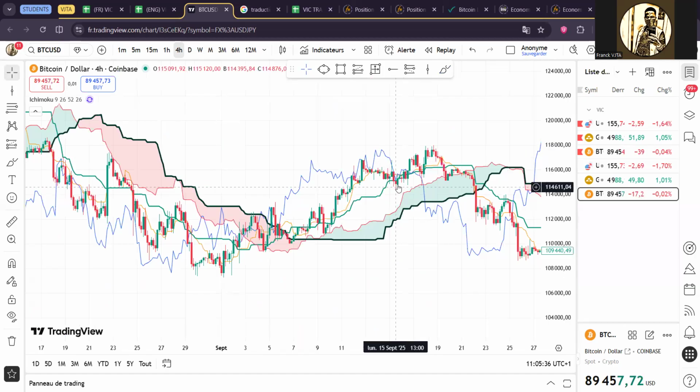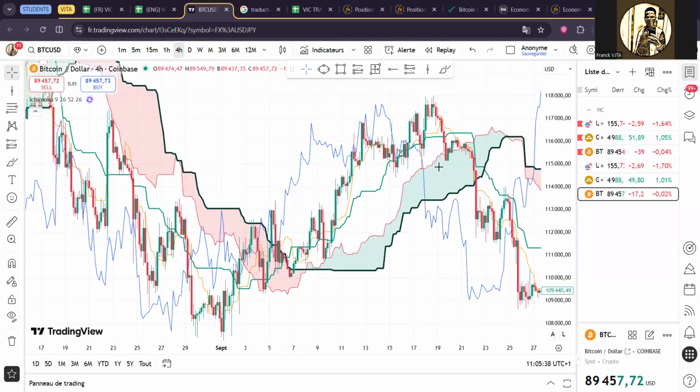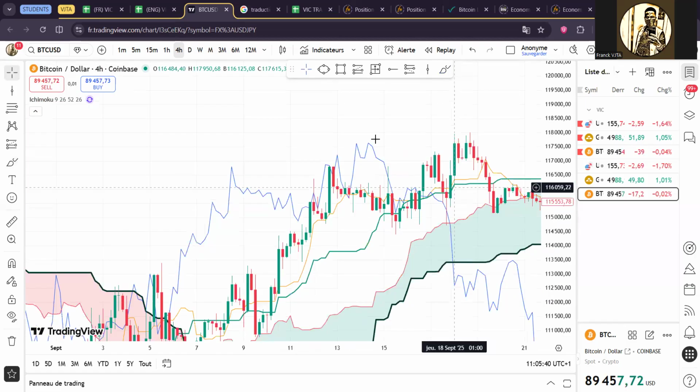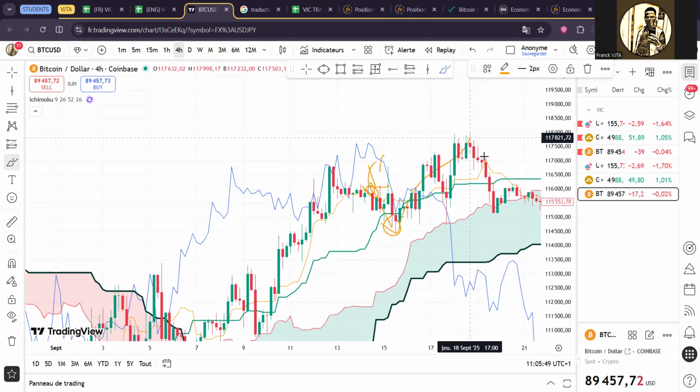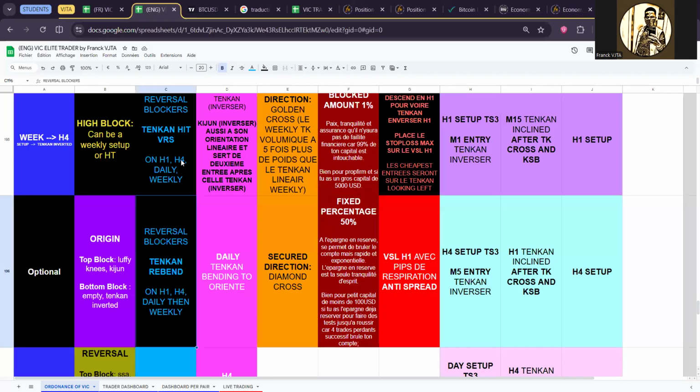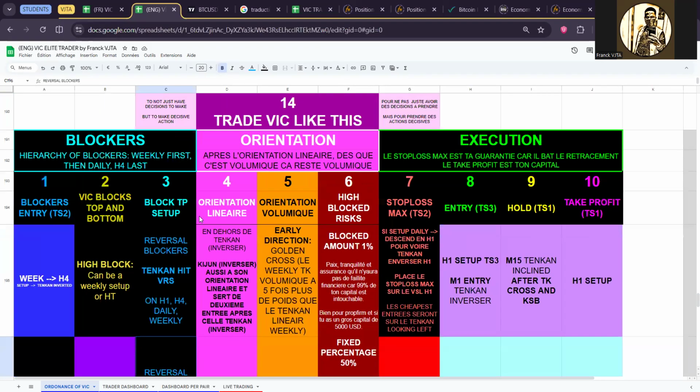Same thing here. Tenkan rebend, Tenkan bending down, Tenkan rebend, bending down, like this. 0% chance unless we touch Kijun. When we touch Kijun and then this happens again, that's how you know the blockers. So that's blockers or reversals, which must be known.